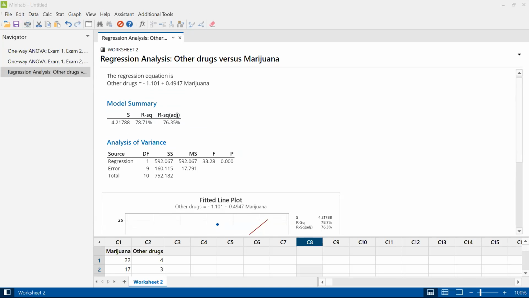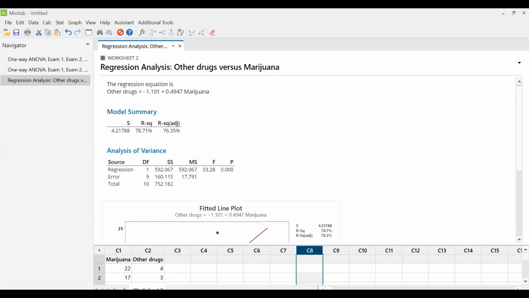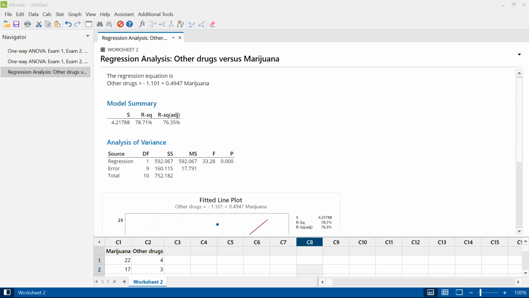So I am going to record that over on my Word document, 78.71%. And then we have the formula for our line up here. So other drugs is equal to negative, notice there's a negative there, negative 1.01 plus 0.4947 times the marijuana use. So I'm going to type that in over on my other document. Other drugs is equal to negative 1.101 plus 0.4947 times the marijuana use number.